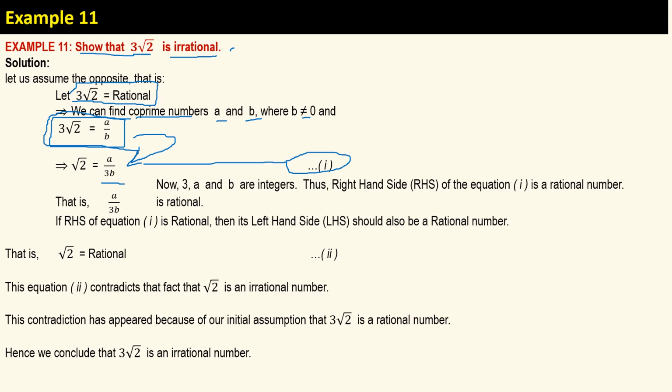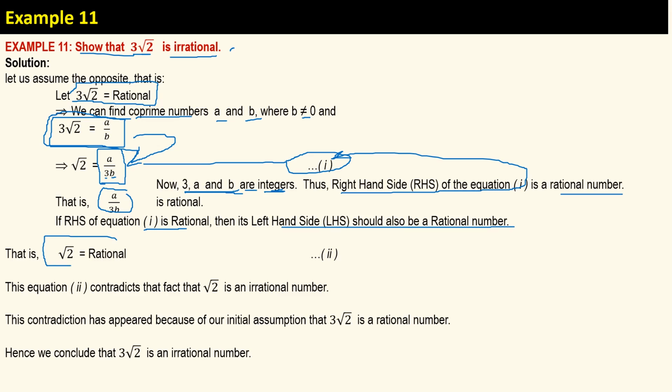Now if we see the right hand side of this equation 1, we see numbers a, 3 and b, and all these three numbers, that is 3, a and b, are integers. Therefore the right hand side of this equation 1 will be a rational number. Therefore right hand side is a rational number. Now if the right hand side of an equation which is true is rational, then its left hand side should also be a rational number.